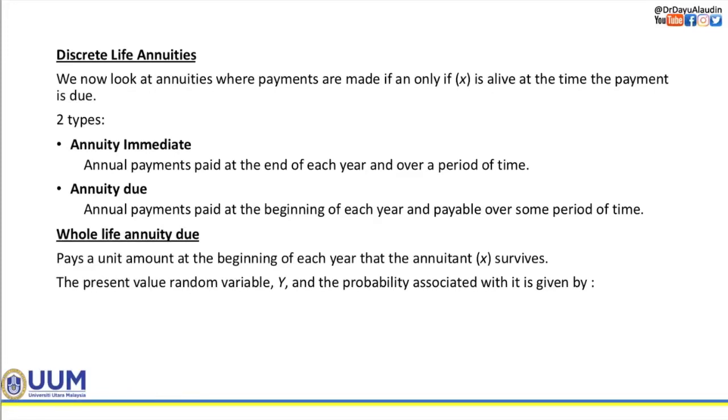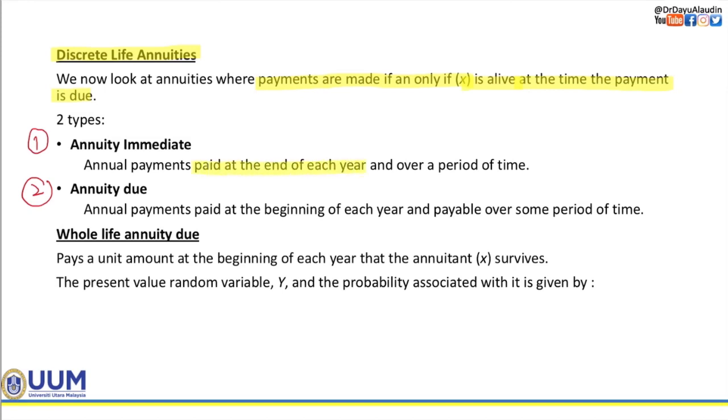So now we go to Discrete Life Annuities, the last section for annuities. These are annuities where payments are made if and only if X is alive at the time the payment is due. There are two types of life annuities. First is annuity immediate and second one is annuity due. Annuity immediate is paid at the end of each year.